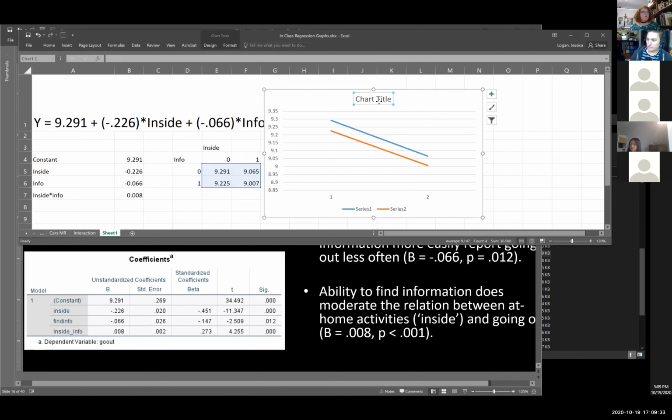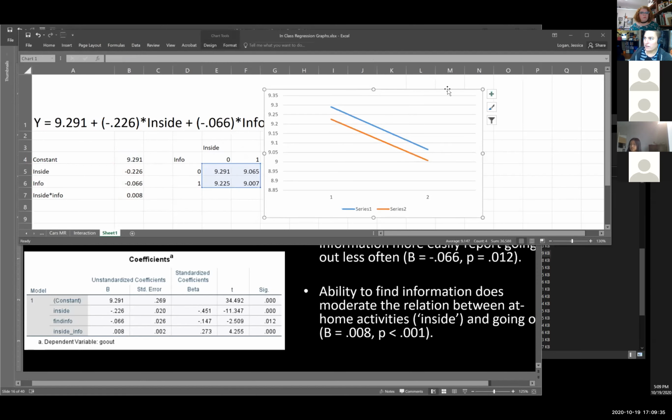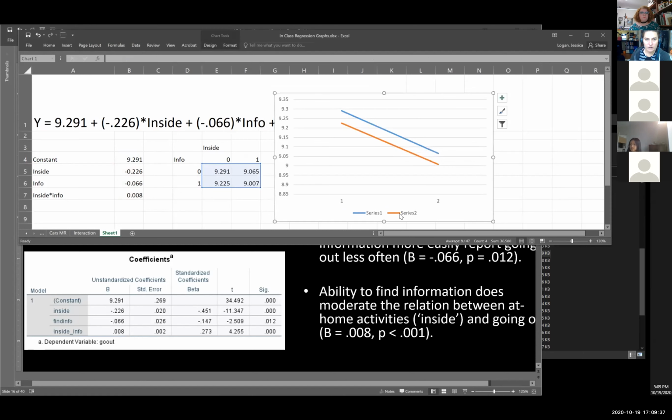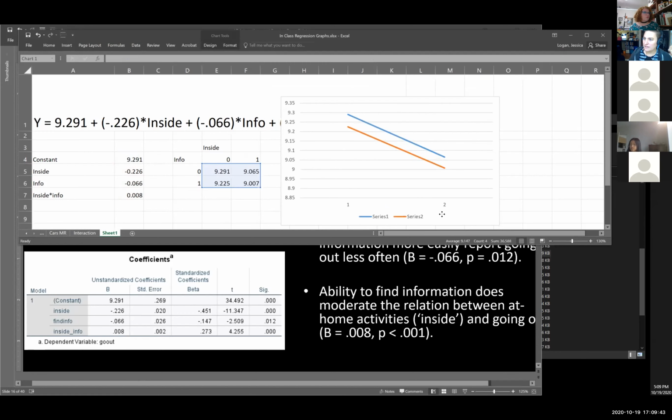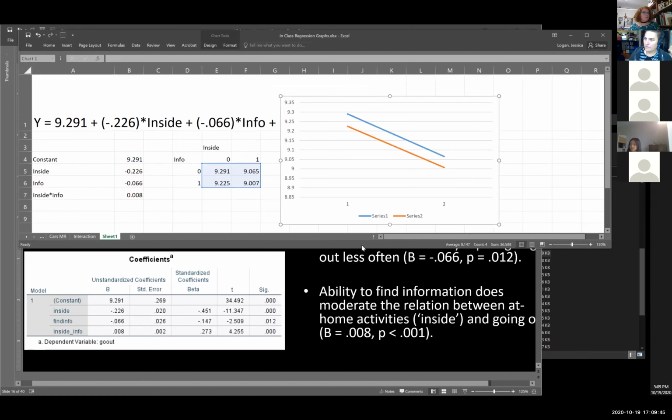We have two lines. They look real parallel. Why do they look so parallel? I'll tell you why. How much is this interaction term changing? Our values are really similar. Look at how much it's changing by, 0.008. And so this is not useful.